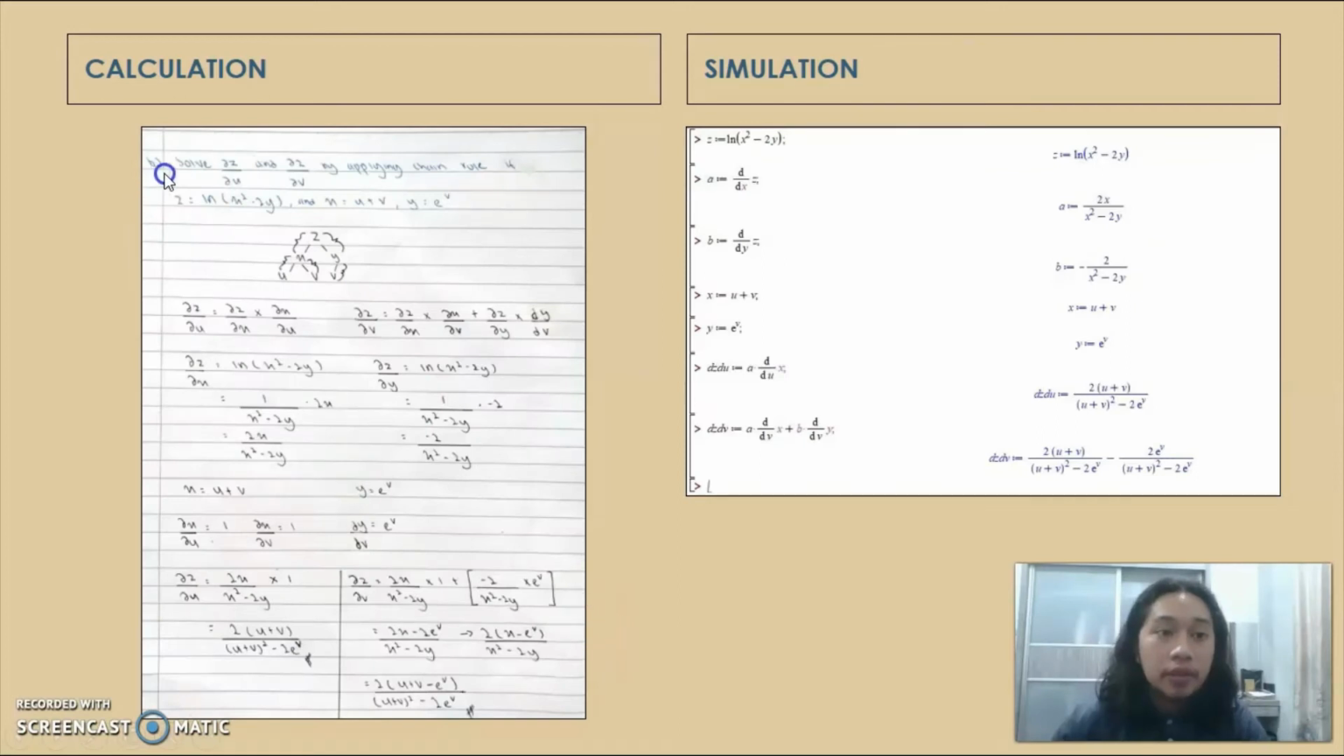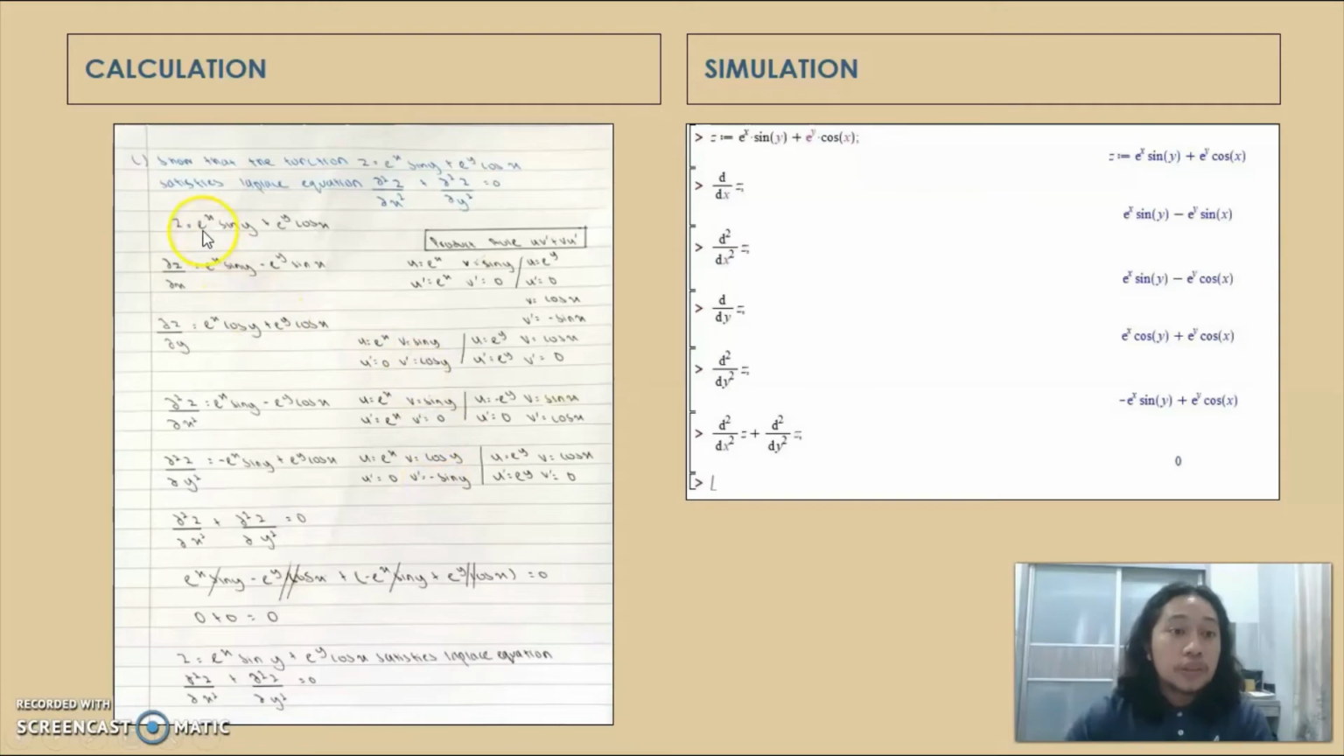Okay, next for question 2b. For this question we need to apply the chain rule. First we need to write down the equation, and then we need to differentiate the function z against x and y, and then we need to differentiate the functions x and y against u and v, and then we can get the answer here. So we can see that we got the same answer for calculation and simulation.